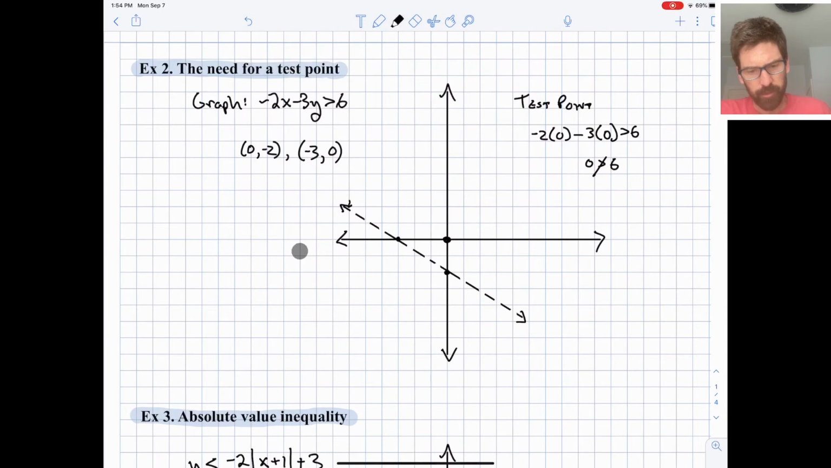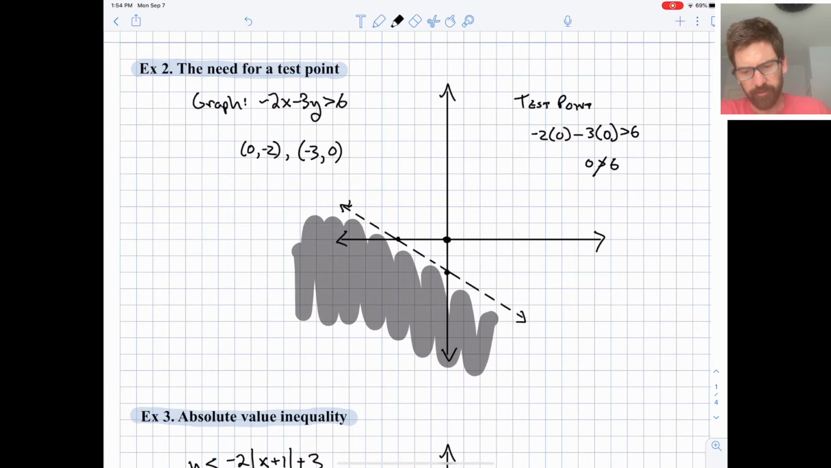And so once again, we will shade the side of the boundary line that does not include 0. I threw in this example because we have an example of a greater than sign where we're shading below the line. Okay, so don't just think that if it's a greater than sign, you'll shade above the line. Okay, you need to do a test point.